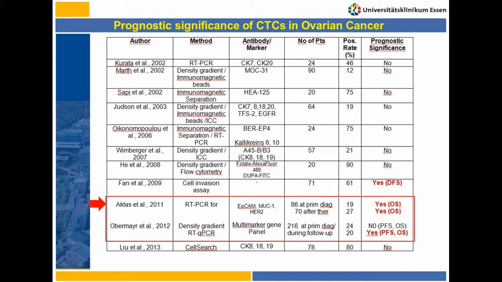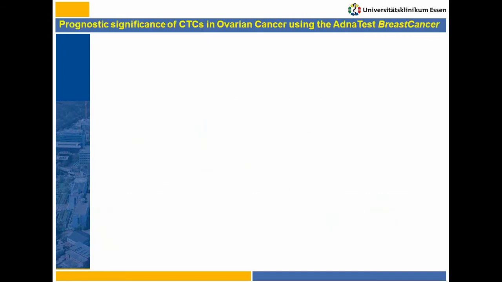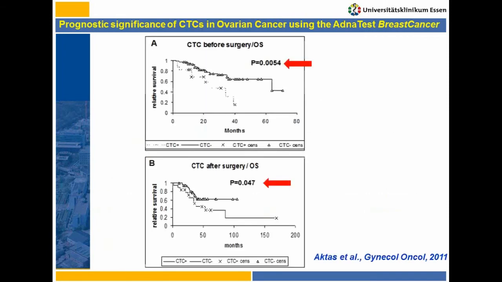And this is a paper from our group published in 2011. Quite interesting, we were using the breast cancer setting for ovarian cancer patients because this is also an epithelial tumor. And we said, well, why not try and use this test also for ovarian cancer? These were our first steps. And as you can see, using this test, we saw that CTC presence before surgery and also after surgery significantly correlated with a shorter overall survival.